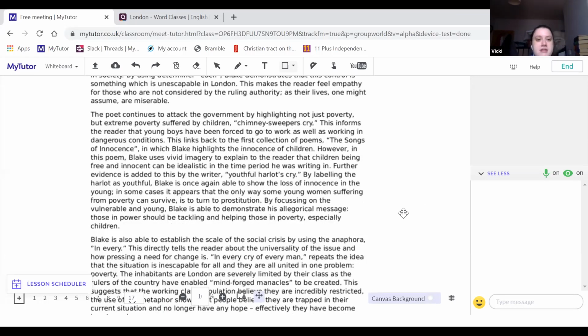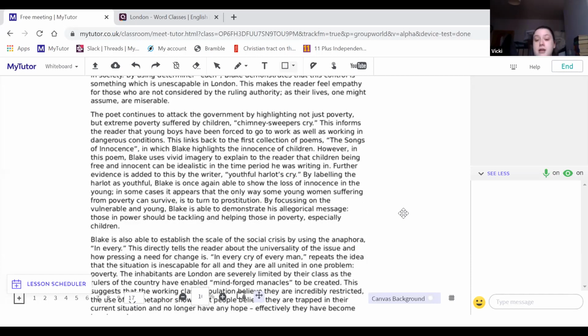Right, the poet continues to attack the government by highlighting not just poverty, but extreme poverty suffered by children. "Chimney sweeper's cry". This informs the reader that young boys have been forced to go to work as well as working in dangerous conditions. This links back to the first collection of poems, the Songs of Innocence.